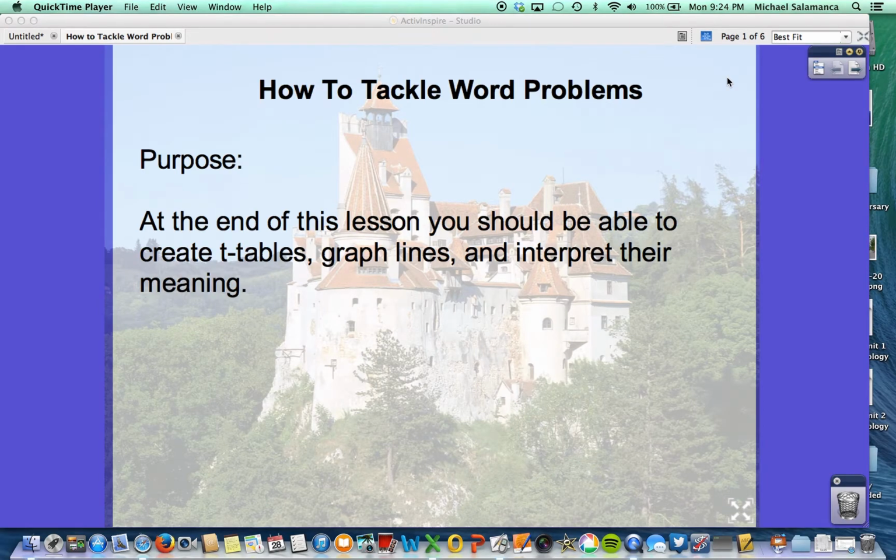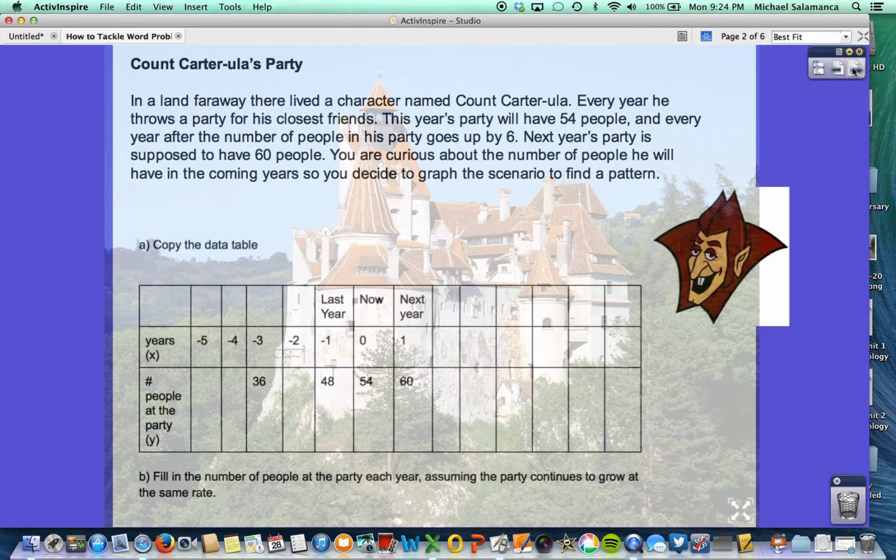Hello students, and in today's video we're going to learn how to tackle word problems. So at the end of this lesson you should be able to create t-tables, graph lines, and interpret their meaning. So let's get started. Count Carterula's party.